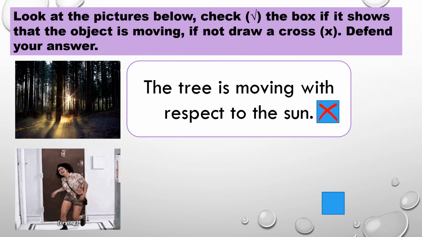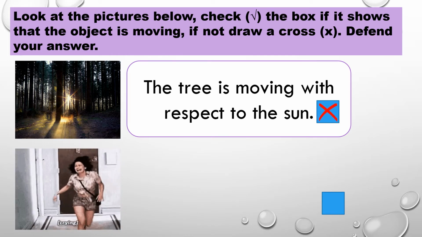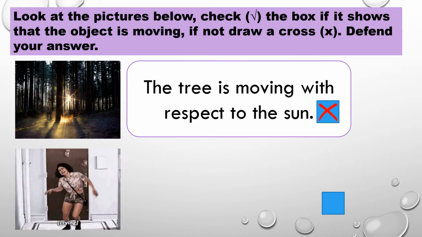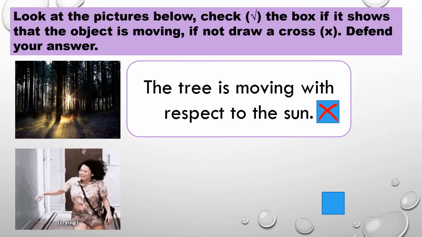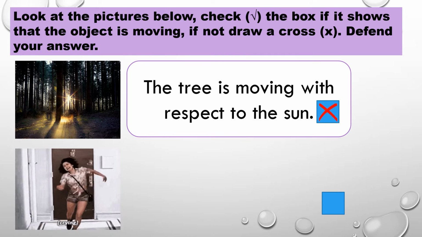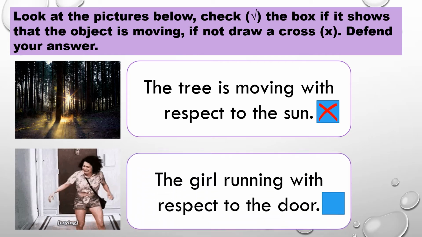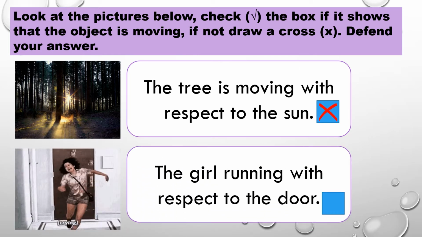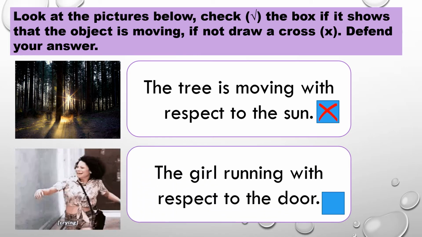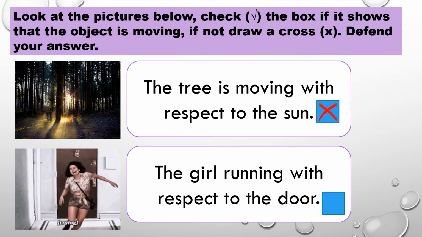Okay, what about the next picture? Who can describe the next picture? Anyone? The girl is crying while running. Yes, the girl is running, maybe because she is broken-hearted or something. Okay? So, the girl is running with respect to the door. So the reference point used is the door. Question: is there motion or none?